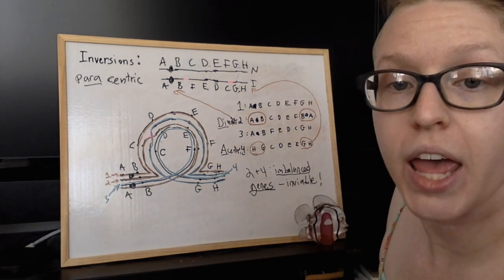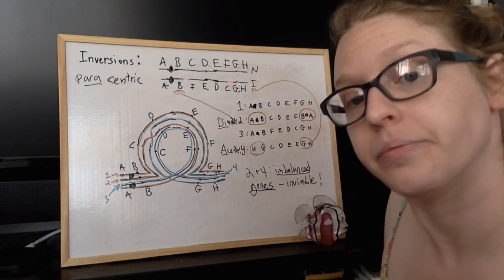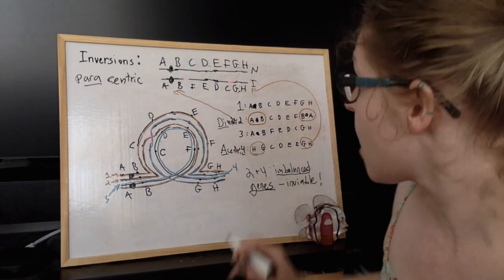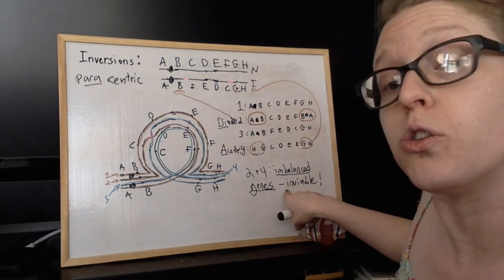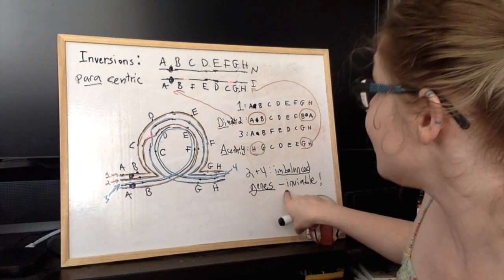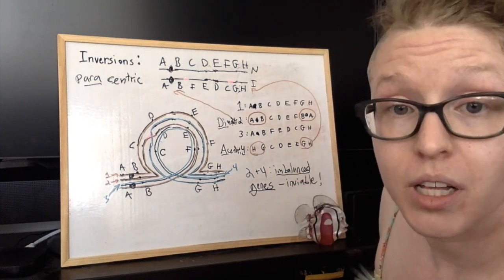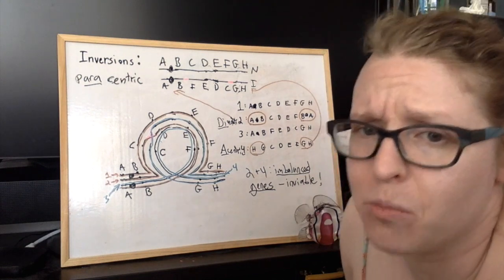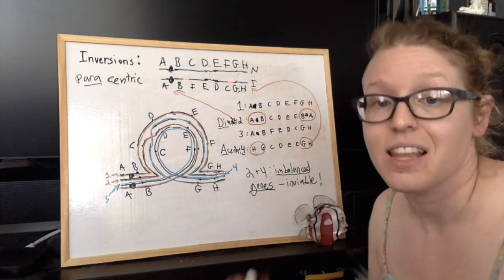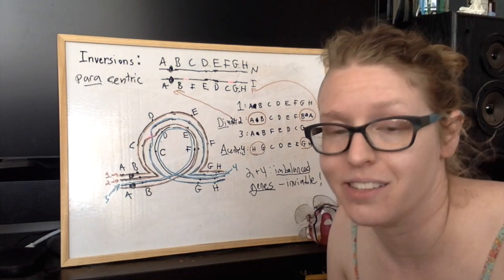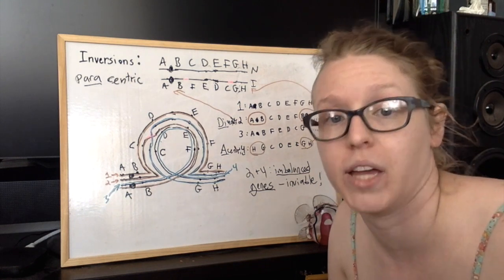Di means 2, A means none. So this is still true. 2 and 4 are still imbalanced and inviable, but they're even more inviable than they used to be because they can't do meiosis. They won't even get into gametes.